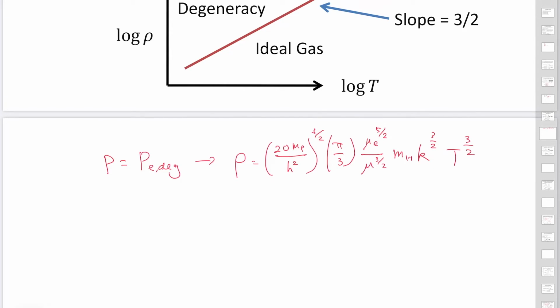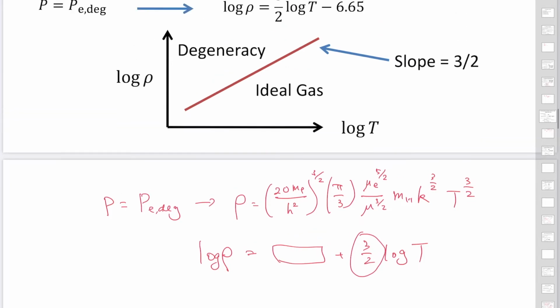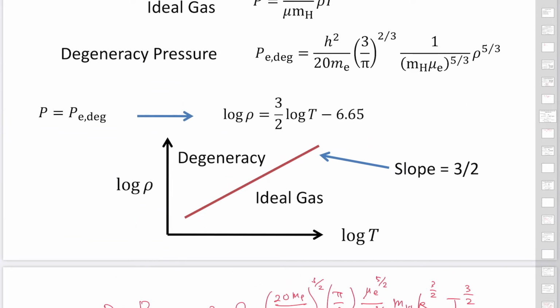So if you take a log, this becomes a straight line. So log rho equals some constant value plus 3 over 2 log T. So this becomes a straight line, and the slope is 3 over 2. Again, the unit of rho is grams per cubic centimeter, and the unit of T is Kelvin. So we could express the straight line in the plane of log rho, log T.